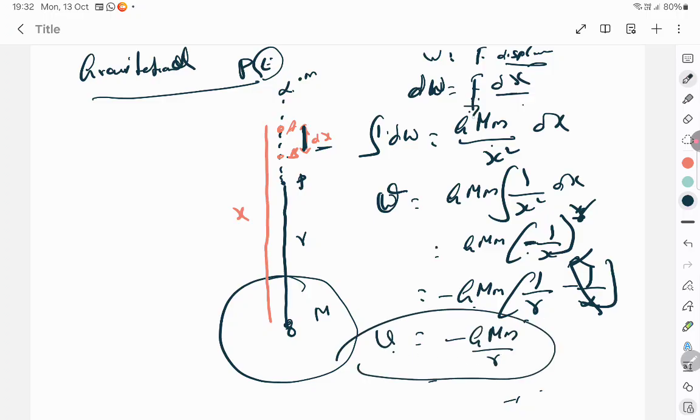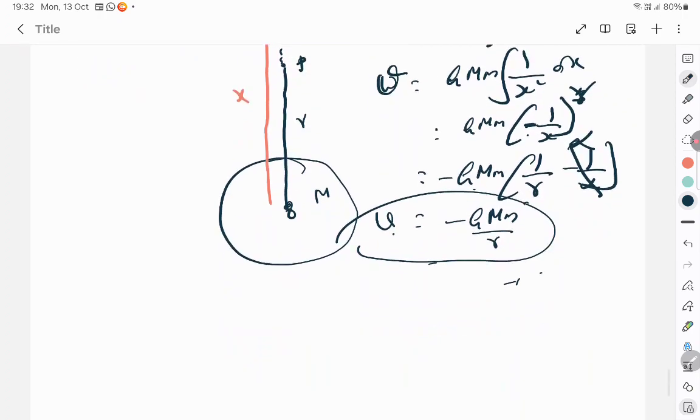Never put a negative sign for force here. Just put only the magnitude of it and integrate it, you get a negative sign. So you get minus G capital M small m by r to be the potential energy.